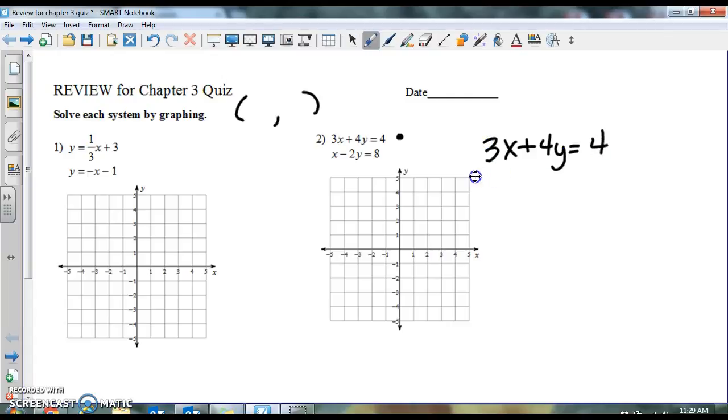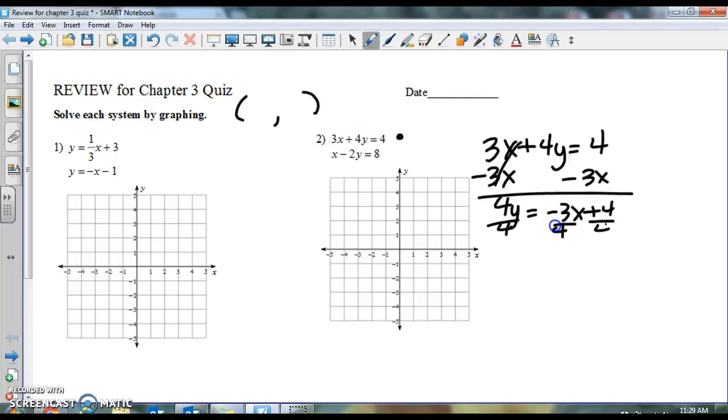which we've been working on all week long. We're going to subtract 3x from both sides, and you have positive 4y equals negative 3x plus 4. Then you're going to divide each side by 4, and don't be selfish, you're going to divide everything by 4. And you're going to have y equals negative 3/4 x plus 1.